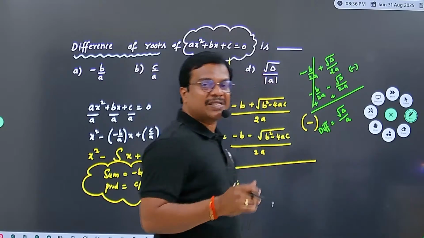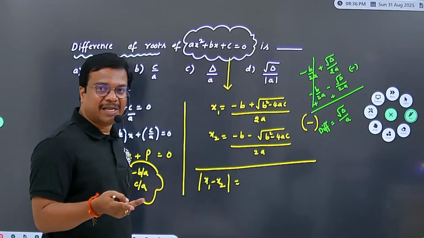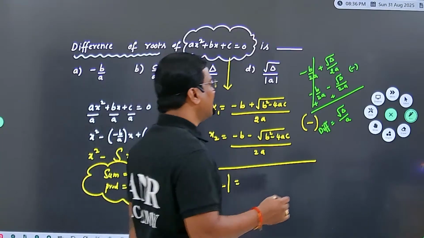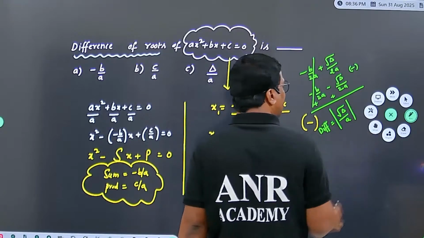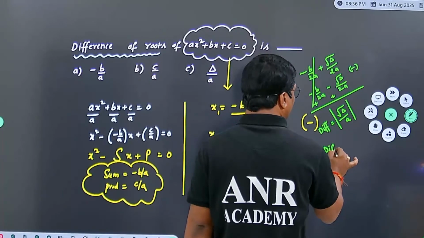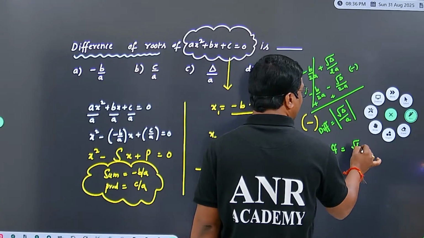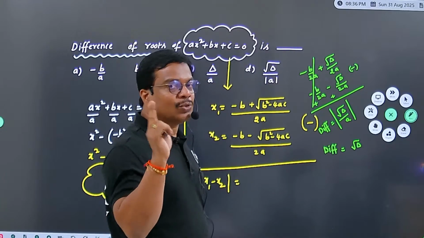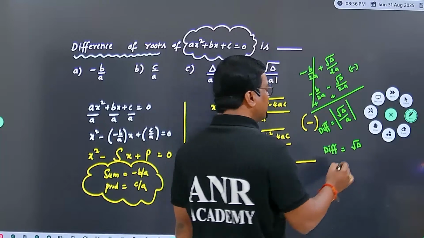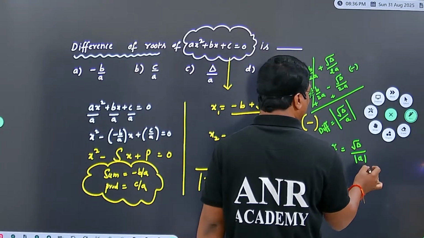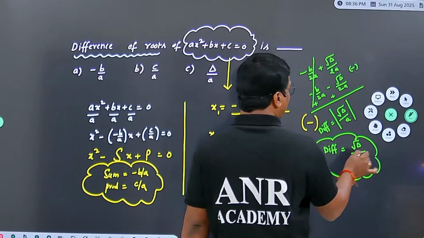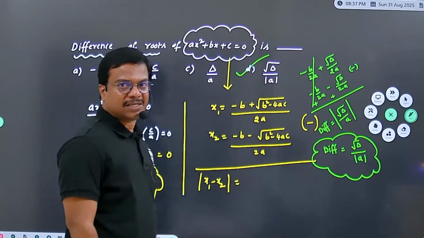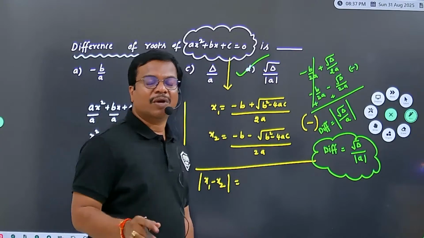And the difference of roots may be x1 minus x2 or x2 minus x1. These two give different results, and hence I am going to put the modulus sign. Therefore, the difference of roots may be root delta by a or root delta by minus a. Two cases arise, and hence I am going to write simply root delta by modulus a. This is the formula for the difference between roots, and hence option D is the right answer. I hope you have understood everything.